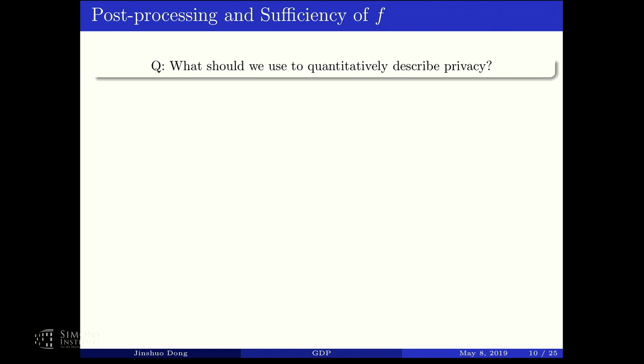Let me first tell you that we do have post-processing for f-DP. Okay, so post-processing can turn P into P prime and Q into Q prime. So you should expect that P prime and Q prime are only harder to distinguish than the original P and Q. Formalized in terms of trade-off, you can only achieve larger type 2 error for this problem than this problem. So this is a fact, and we do have the post-processing property of f.